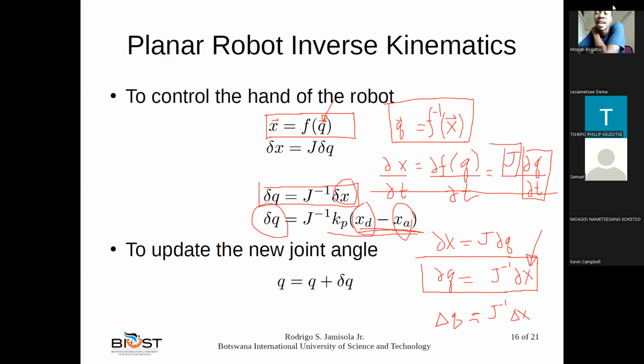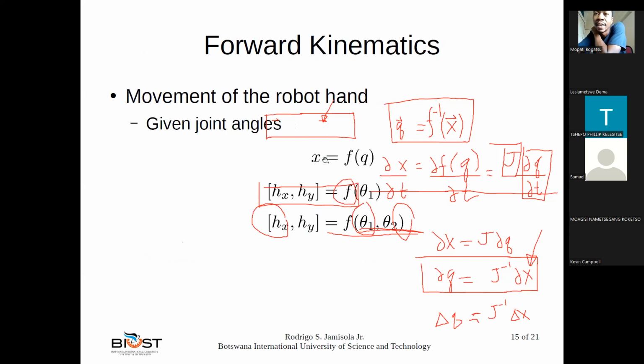Oh yeah, I was wondering what Q is. Q is the angle. Yeah, we are saying here, Q is the joint angle. It is the vector composing of, for example, theta 1, theta 2, theta 3, and so on. It is just a joint angle, a vector of the joint angles.